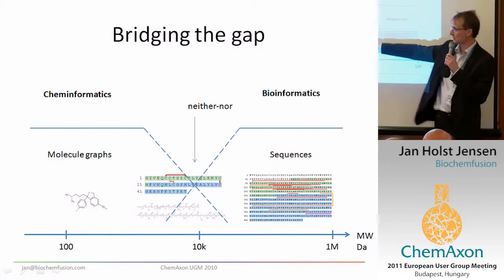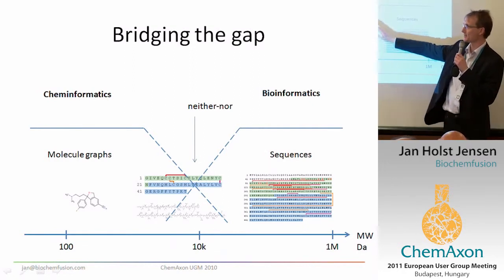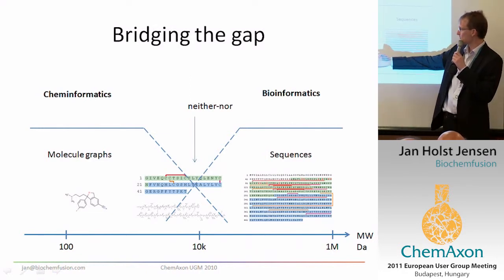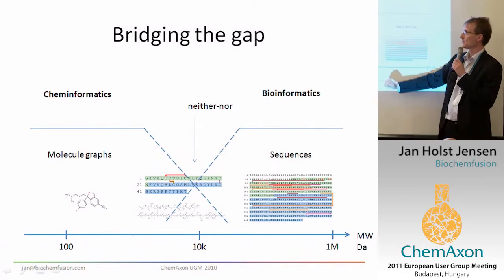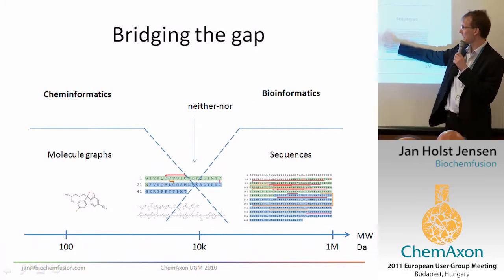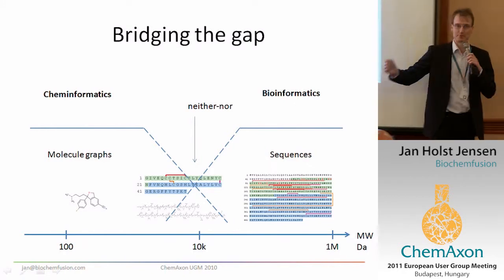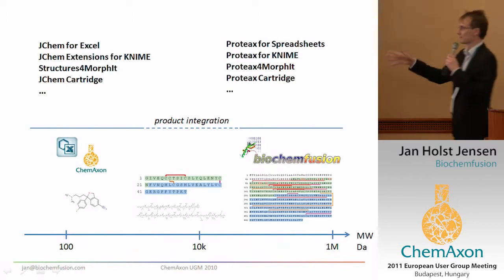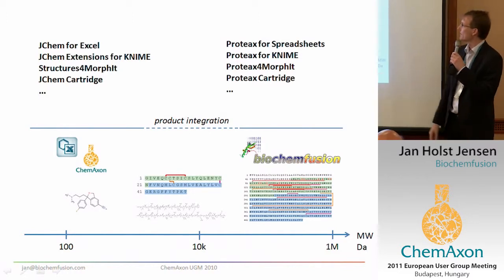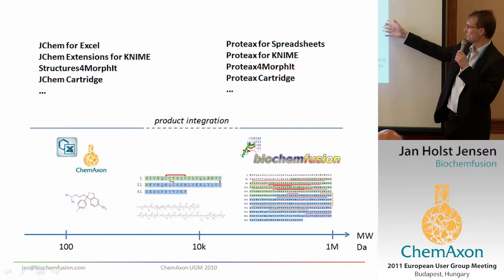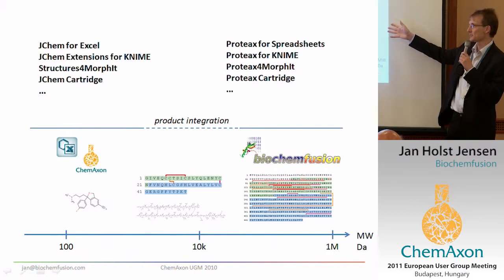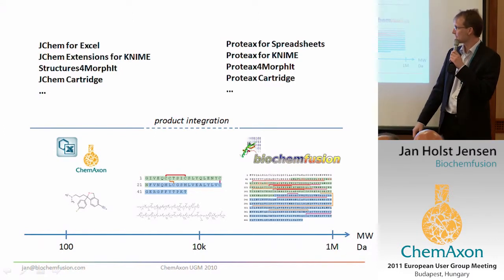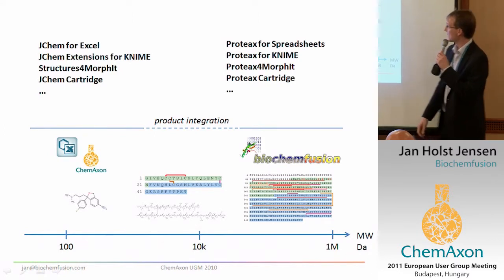And then we have those interesting things in the middle that are neither nor, like something like human insulin. You'd like to be able to describe it both as a chemical structure and as a sequence. And that's exactly what Proteax can do. But Proteax doesn't do chemical indexing, and that's why you want to integrate those two lines of products. So you could let Biochemfusion's Proteax handle all the sequence stuff and let ChemAxon tools handle all the chemistry stuff. So can we do that?